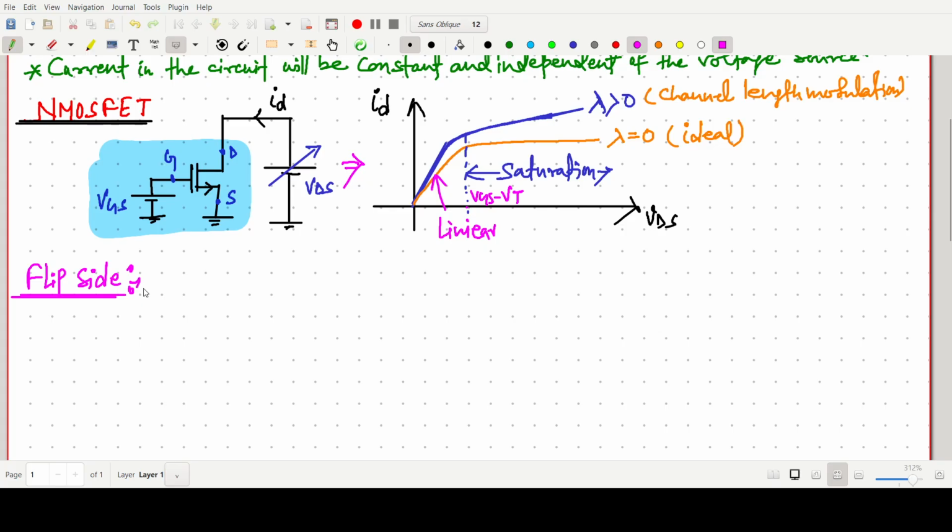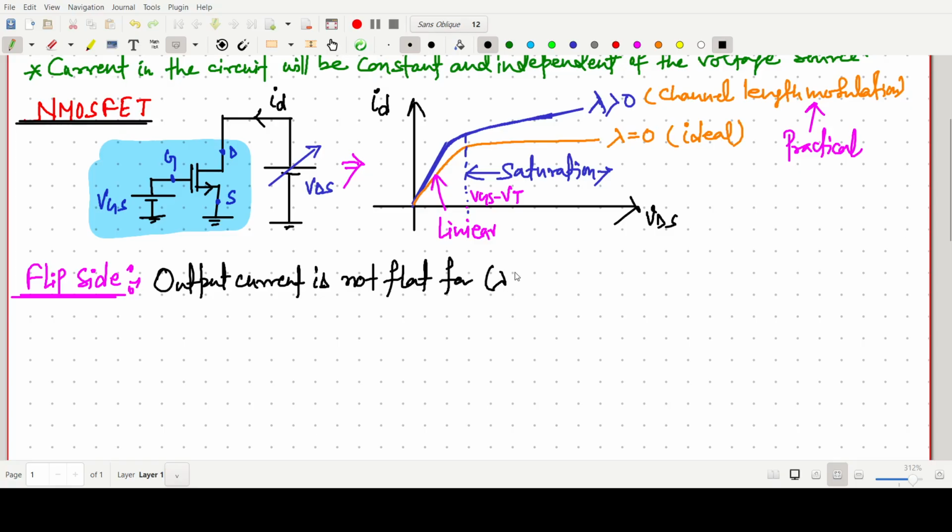Okay, the flip side, or some limitation, is that the output current is not flat. What we observe, because this is the practical situation, practically it will be like that. So the output current, that is our ID, is not flat for lambda greater than 0.